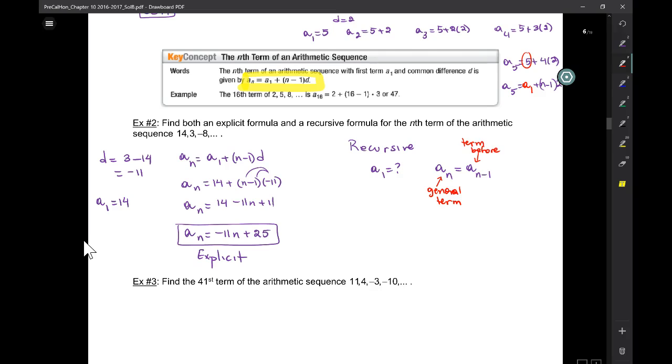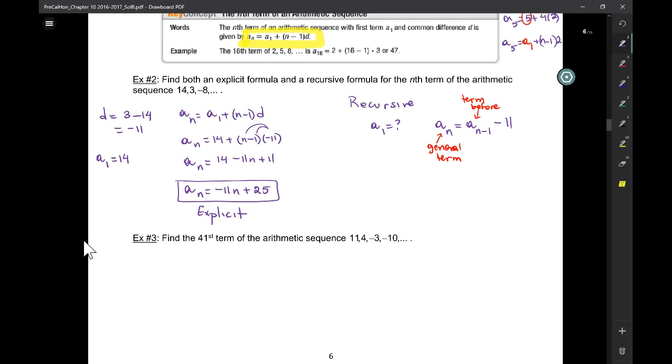And for this sequence, what do we add to each term to get the next one? What's D for this one? Negative 11. So for each one, we're going to add negative 11 or subtract 11. Okay? So how much is A1 for this? 14. And then you say An is A(n minus 1) minus 11. That's the recursive one.